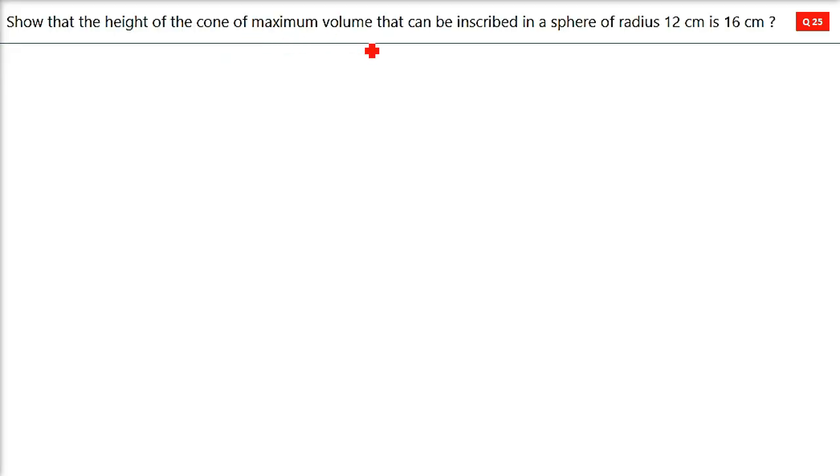Show that the height of the cone of the maximum volume that can be inscribed in a sphere of radius 12 cm is 16 cm. Now this question we have already done. The values were not there, but this kind of question we have already done.